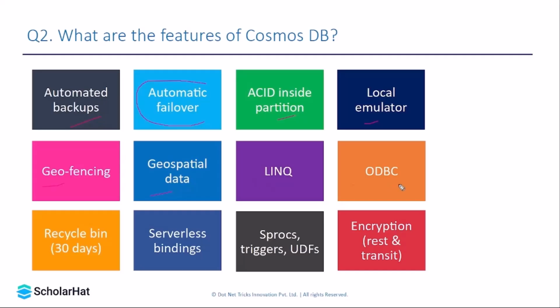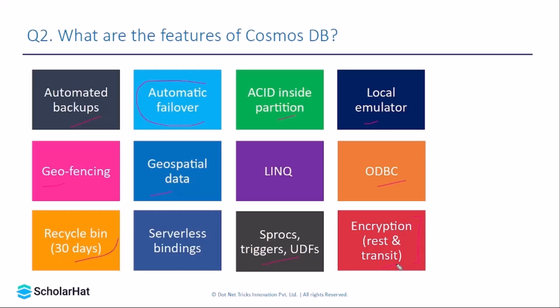Other things with Cosmos DB are that it supports ODBC, it supports stored procedures, triggers, and user-defined functions. So you can create stored procedures, triggers, and user-defined functions whenever dealing with Cosmos DB. Cosmos DB has a recycle bin of 30 days. So whenever you delete something from Cosmos DB, it would remain there for the next 30 days. And Cosmos DB also supports data encryption both at rest and in transit. At rest means whenever something is stored in Cosmos DB, it is automatically encrypted. And in transit means whenever you are accessing your data and data is traveling via the wires, it is also encrypted. So there is no case of a man-in-the-middle attack.